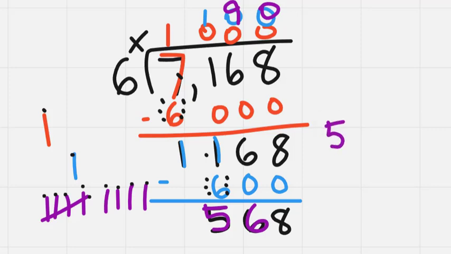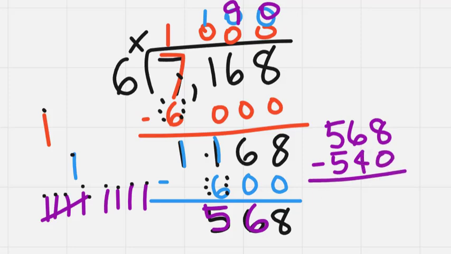I'm going to rewrite 568 so I can subtract. 6 times 9 is 54. Then we add the 0, and then we subtract. 8 minus 0 is 8. 6 minus 4 is 6, 5, 4, 3, 2. And then 5 minus 5 is nothing, so we can ignore it. Now we'll divide one more time.